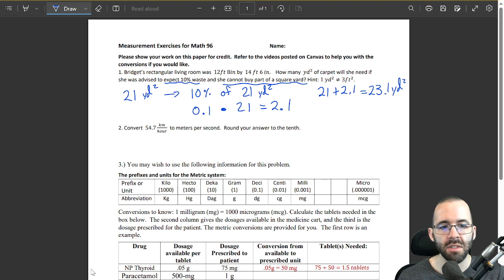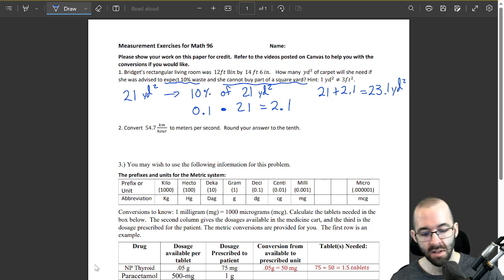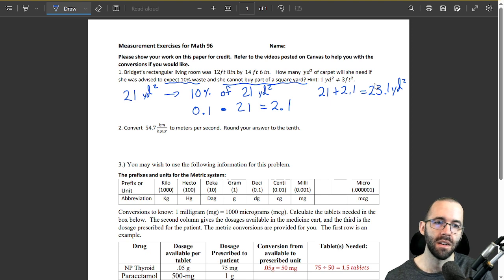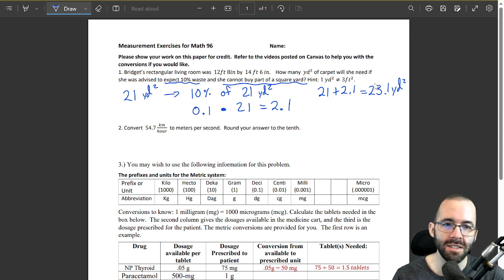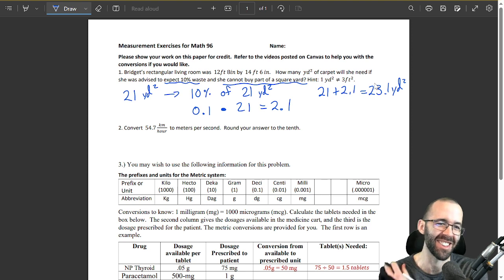Well, you can't buy part of a square yard. So if we need at least this much, we're going to need to round up. If we really want to be safe, we want that 10% extra. And you go to the store and you say, hey, I want 23.1 yards. They say, sorry, sir or ma'am, we don't sell partial yards. Are you going to say, well, you might. I probably would just get the 23 yards squared.